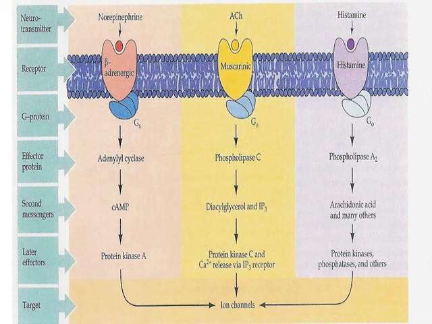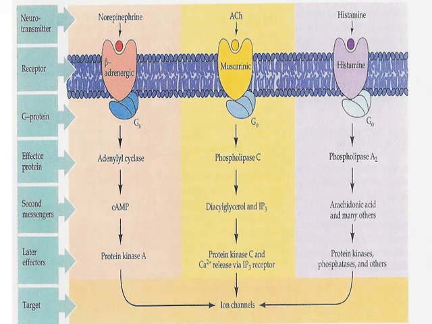Let's start from the left-hand side. Norepinephrine is the transmitter. In this particular case, it binds to the beta-adrenergic receptor, which activates a G protein, which then will stimulate adenyl cyclase, which will form the second messenger, cyclic AMP. Then cyclic AMP will activate protein kinase A, which can then open an ion channel and be responsible for the beta receptor's response that we see.